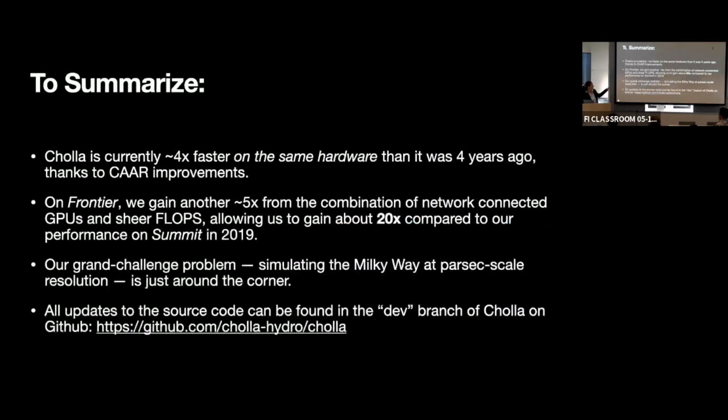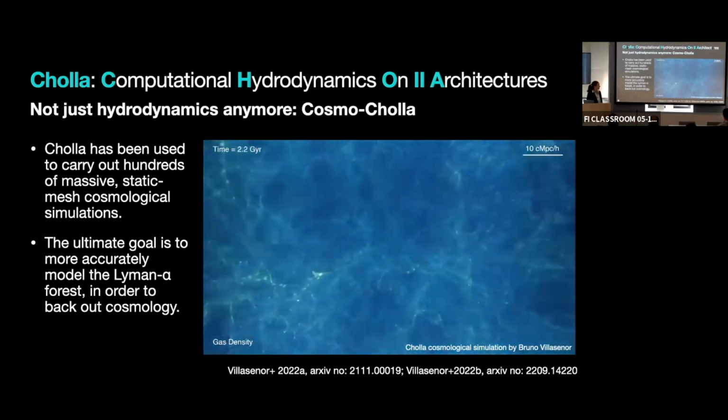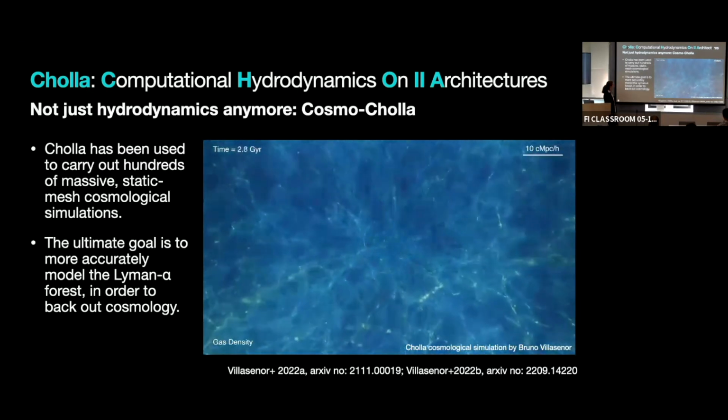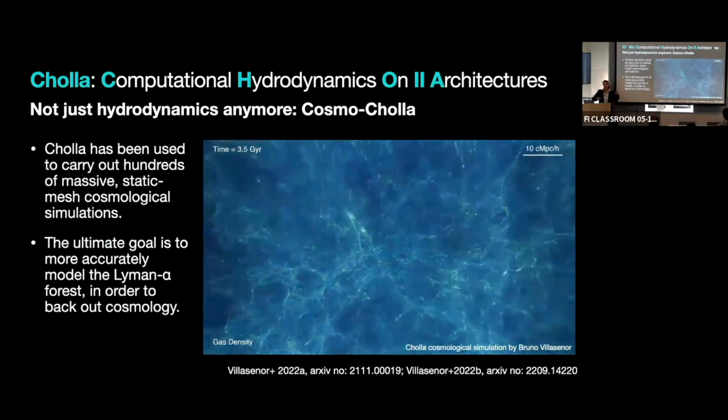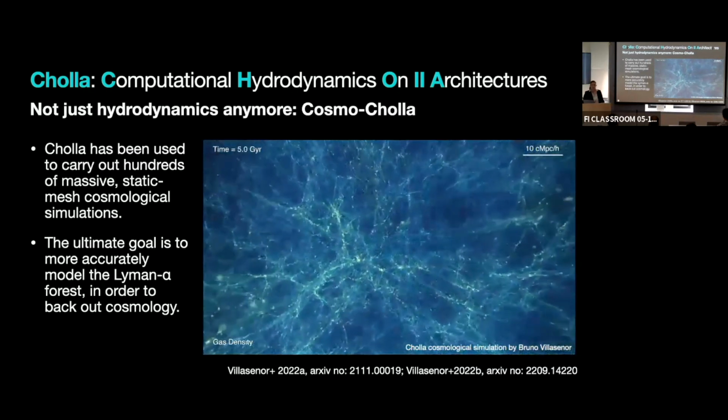All right, so that's kind of wrapping up this part. Since I have 8 minutes left, I want to show you a few other things that we actually have done with Cholla in the past few years, just to give you a sense of what we're actually doing with the code outside of this software development. So first, I promised to show you some of Bruno's simulations. Cholla has been used to carry out hundreds of massive, where massive means something like 2048 cubed, cosmological simulations on a static mesh. And this is a visualization from one of Bruno's simulations. He makes very beautiful visualizations. This is all his own homegrown code. And the ultimate goal is to more accurately model the Lyman alpha forest, eventually in hopes of constraining cosmology, I think related to the kinds of efforts that go on here.